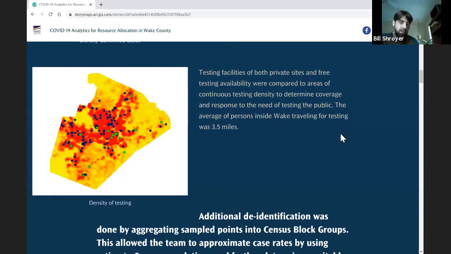And you can see on the map that the density of Wake County is reflected in the dark red areas. This is also where a lot of the testing was occurring. We have the testing facilities for both the private testing and our free testing. And over time, and this has been pretty consistent, what we found is that most of the people within Wake County, now we have tested a lot of people outside of Wake County, but the ones within Wake County were traveling on average about 3.5 miles to a testing facility.